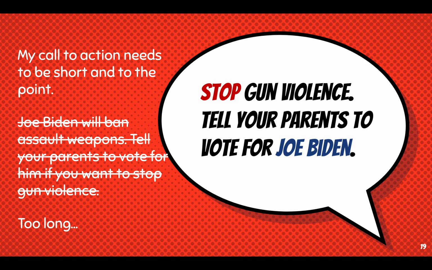I have an example on the left here. Joe Biden will ban assault weapons. Tell your parents to vote for him if you want to stop gun violence. That's too long. It has to be short and to the point. So on the right here, you can see this is the call to action I decided on. Stop gun violence. Tell your parents to vote for Joe Biden.